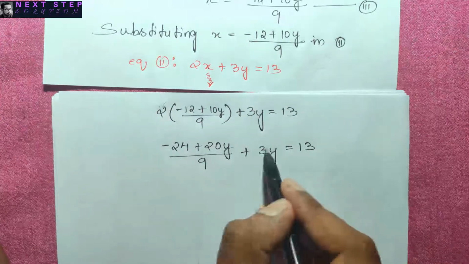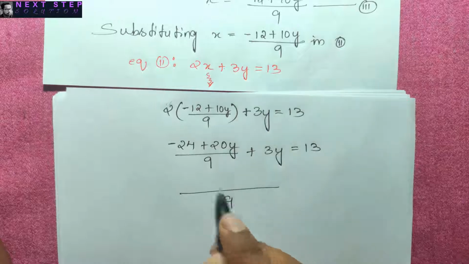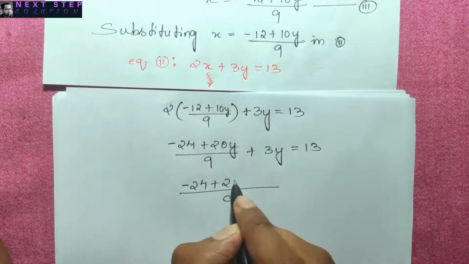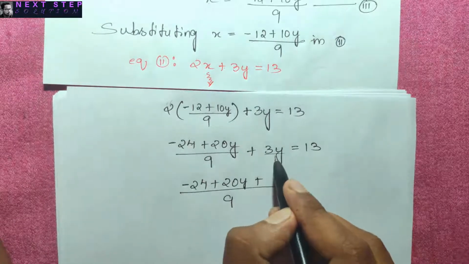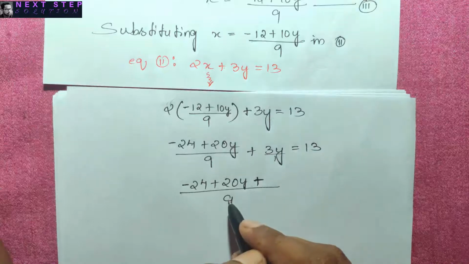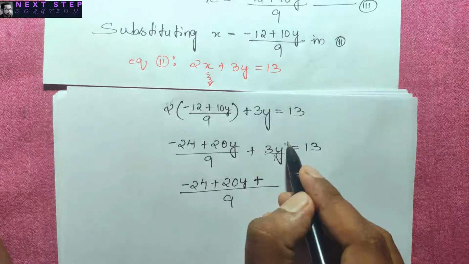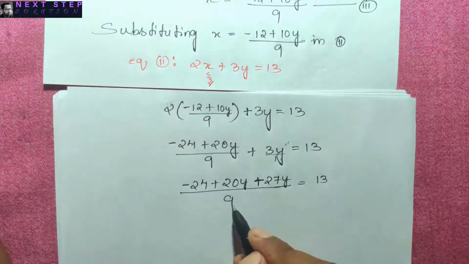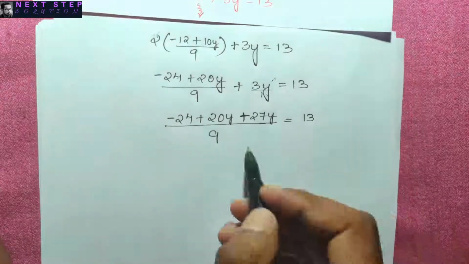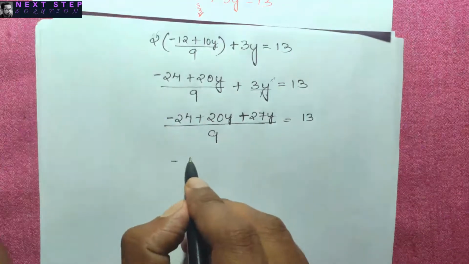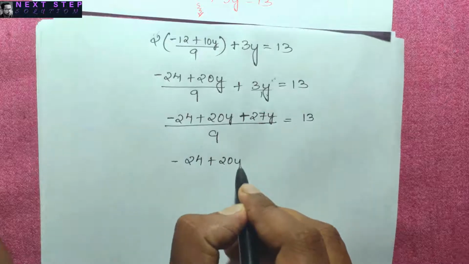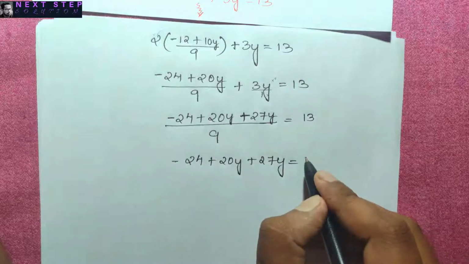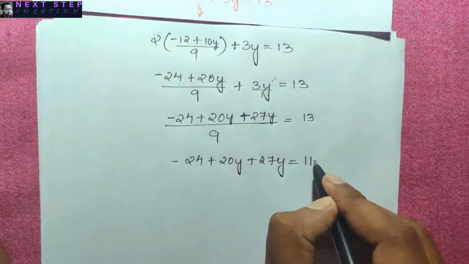to 13. Now to solve this, we need to take LCM. LCM is 9. These will not change because the denominator is not changing. Minus 24 plus 20y plus. Now before it was 1, we are taking it as 9, so the numerator should be multiplied with 9. 3 9s are 27y equals 13. Now this 9 we will send to the other side. If we send 9 to the other side, it goes there as multiply. We have minus 24 plus 20y plus 27y equals 13 into 9. 13 into 9 is 117.